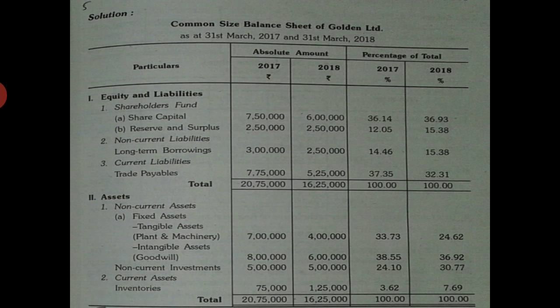Under intangible assets, what is coming? Goodwill. 8 lakhs divided by 20,75,000 multiply 100, that comes to 38.55. And in 2018 goodwill, that is intangible assets, is 6 lakh, we will divide it by 16,25,000 and multiply 100, it comes to 36.92. Then in current assets, above inventories there is non-current investment of 5 lakh in 2017, we will divide it by 20,75,000 and multiply 100, so the percent form will be 24.10. And in 2018 also it is 5 lakh, but we have to divide it by 16,25,000, so our percent form will be 30.77.